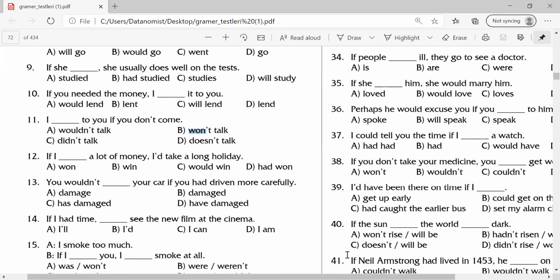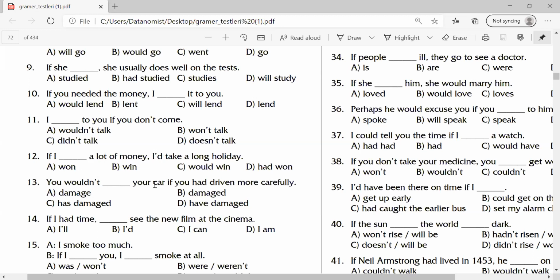Okay, fine. If I dash a lot of money, I would take a long holiday. Guys, this is I would. Sometimes this can also be had, depends on the context. I may read this as would or had. If I dash a lot of money, I would take a long holiday. Understand again, this fellow is imagining something hypothetical, which is not a fact. So I want the V2 form. If I won a lot of money, I would take a long holiday. It means that is only in imagination.